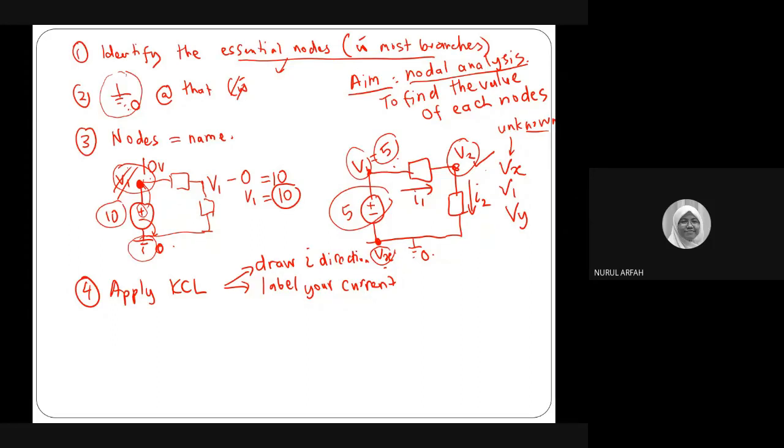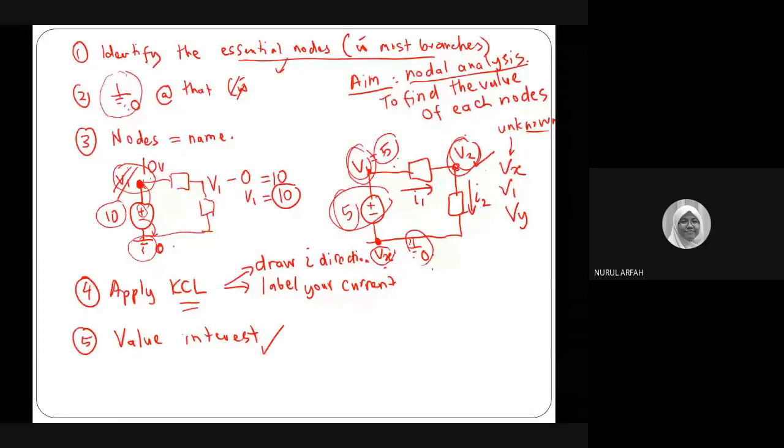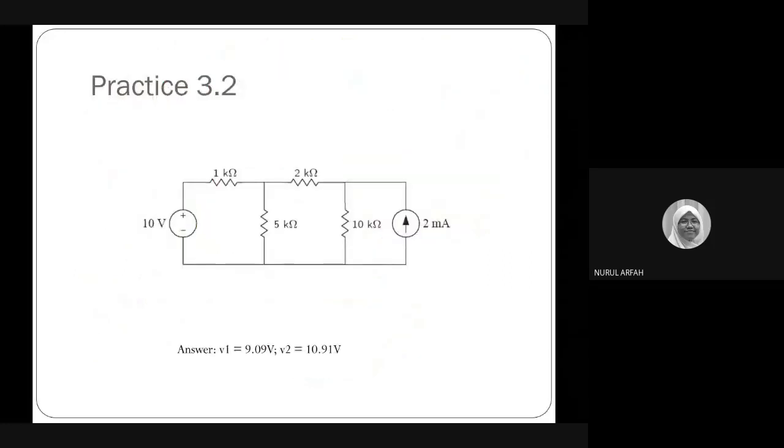Okay, and then what else? You apply KCL. When you apply KCL, you find the value of interest. Maybe the question asks you to find what is V2, what is V1. V1 is equal to 5 because of this, connected to the ground. So you need to find the value of interest. And usually what is that value of interest? The node values. Okay, I think that's all for our methods.